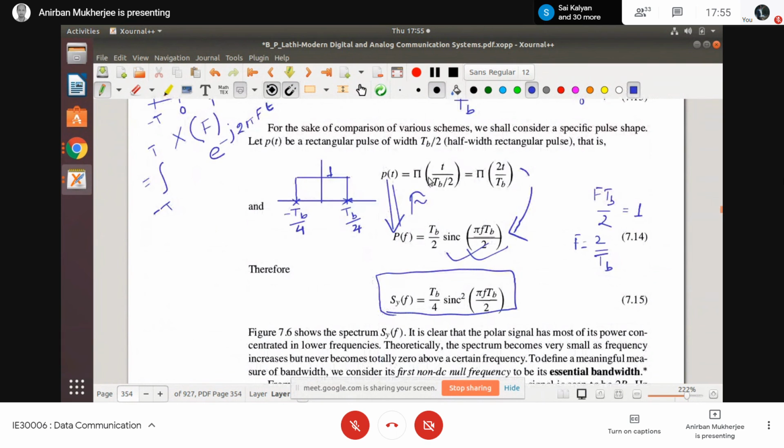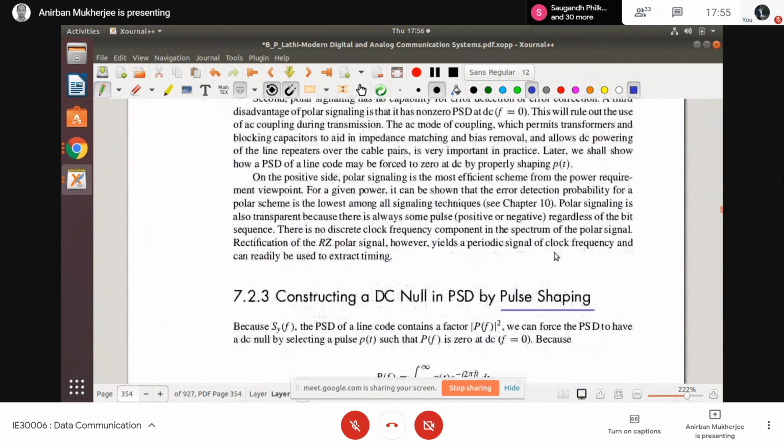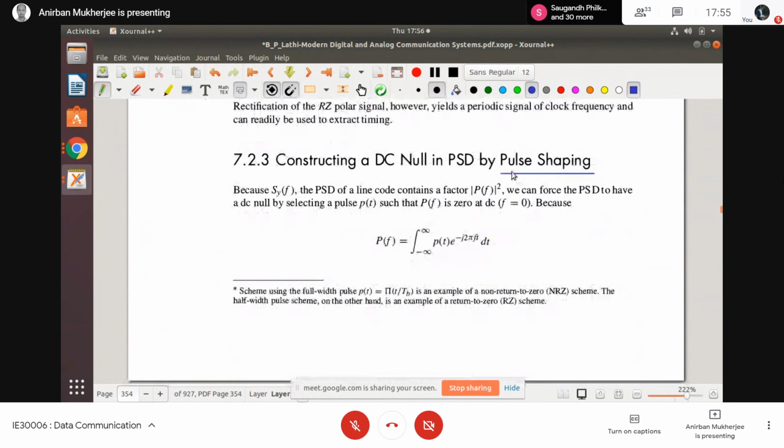Now I would like to shape this pulse by choosing p(t), and so by choosing P(f). Now I am saying instead of a rectangular pulse, I will choose some other pulse so that I will have some good things. So when p(t) changes, P(f) will change. P(f) change means S_y(f) will change. That is called pulse shaping.